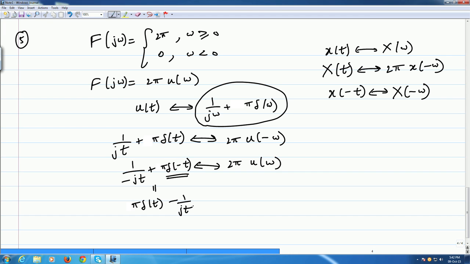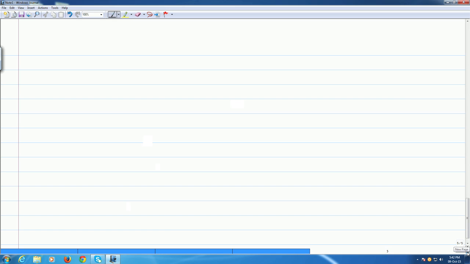Okay. So, that is the answer. The inverse Fourier transform of 2 pi u of omega, which is actually F of j omega, f of t becomes equal to pi delta of t minus 1 by j t. Okay. So, that is the fifth question. Let us move on to the sixth one.